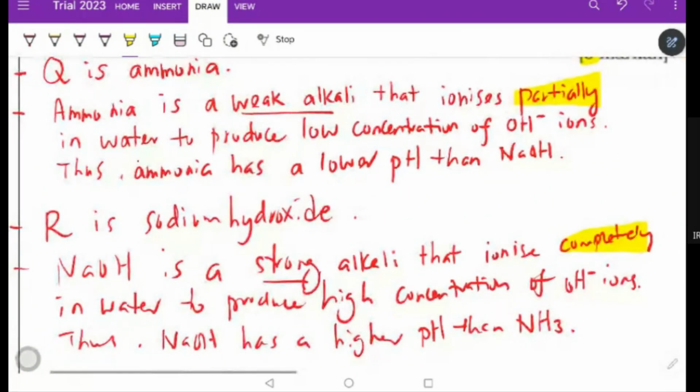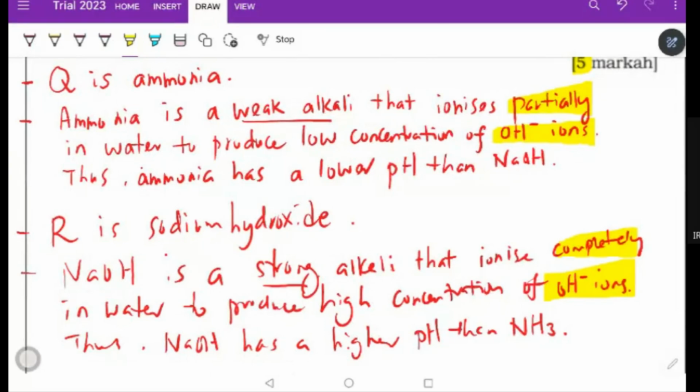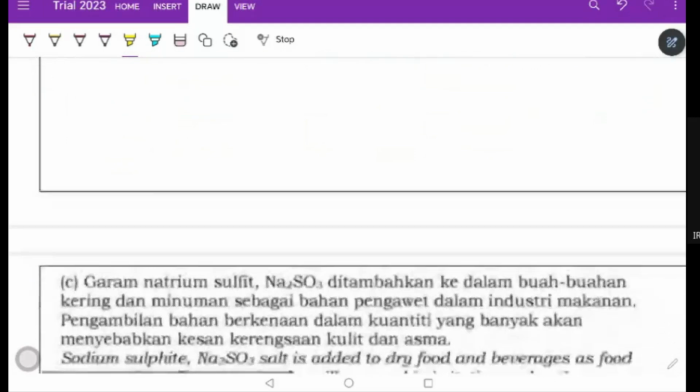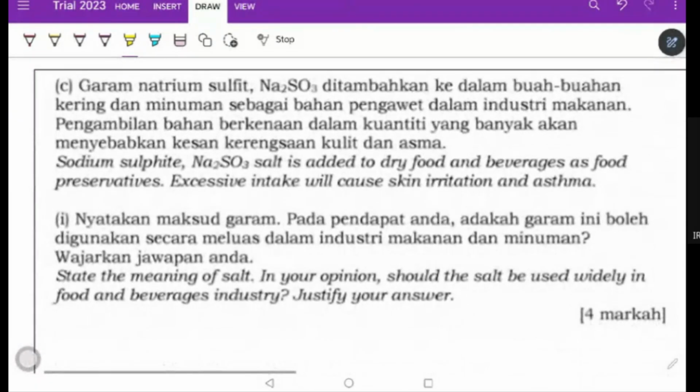So acid also the same. Ionized partially, then low concentration. But acid is hydrogen ions. We can use the same thing to apply in the acid. C, this one is under food additives, will be in Form 5, so we can skip now. But some part we still can do.